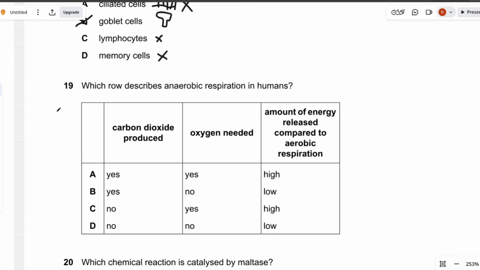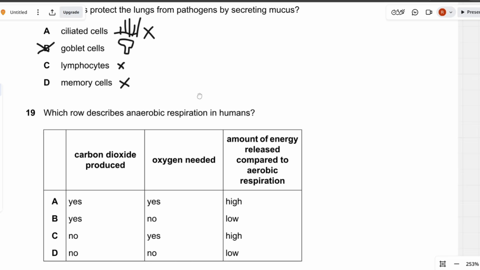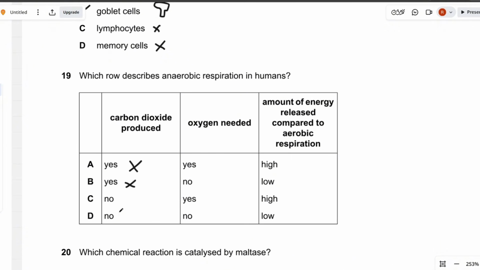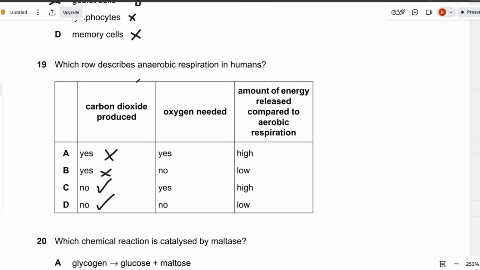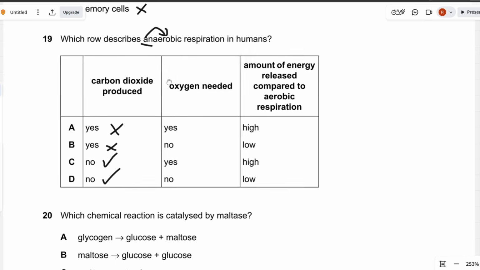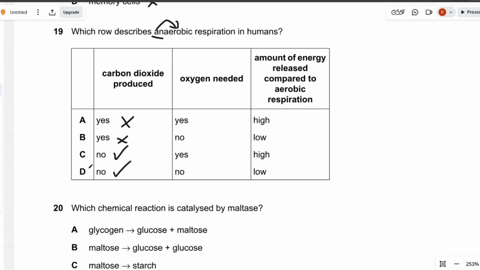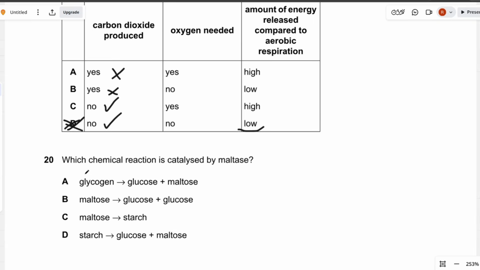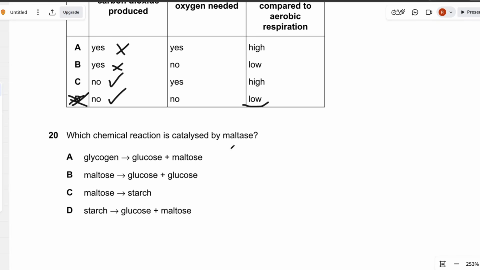Which row describes anaerobic respiration in humans? Carbon dioxide. Does anaerobic respiration produce carbon dioxide in humans? Anaerobic respiration produces lactic acid, therefore carbon dioxide is not produced, so the answers are not A and B, it is either C or D. Oxygen needed, it is called anaerobic respiration, which means does not involve air, and therefore it does not need oxygen, so the correct answer is D. The amount of energy released compared to aerobic respiration is definitely low, and that is the correct answer, which is D.